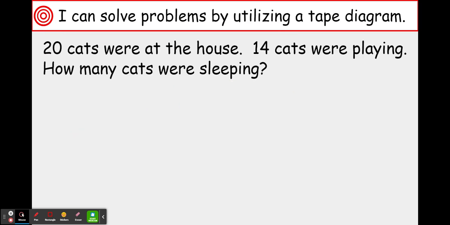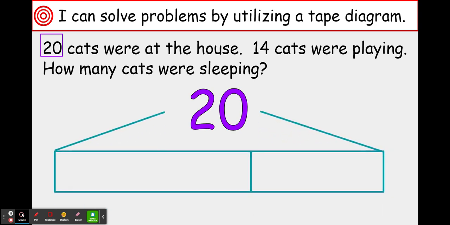Some more practice. 20 cats were at the house. 14 cats were playing. How many cats were sleeping? So we're going to box or circle, whichever you'd like to do, the numbers that we're working with. So 20 cats were at the house. Okay, so we have a total. Now we need to figure out our parts.